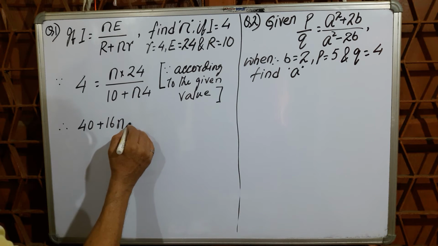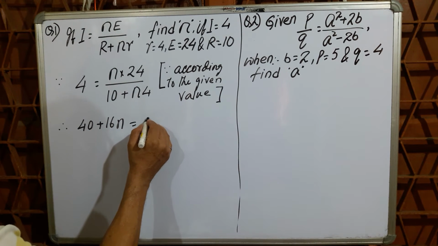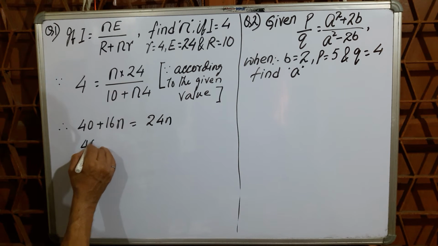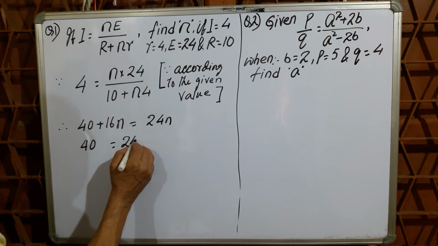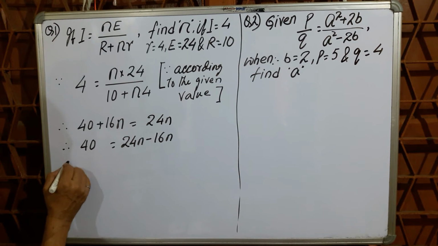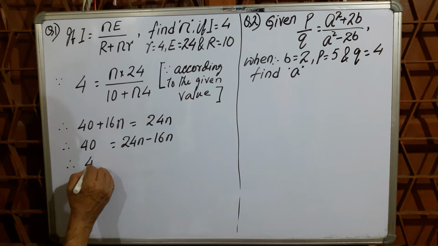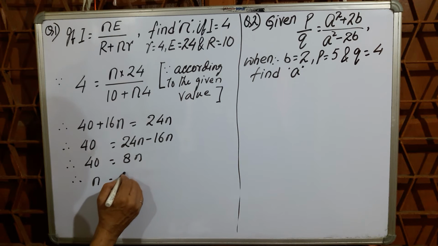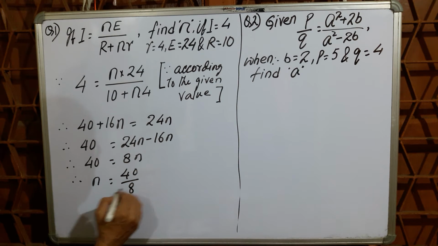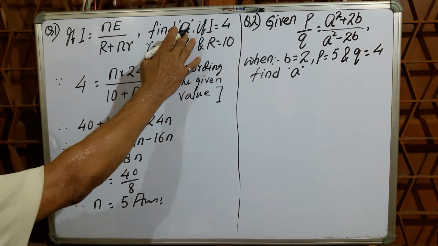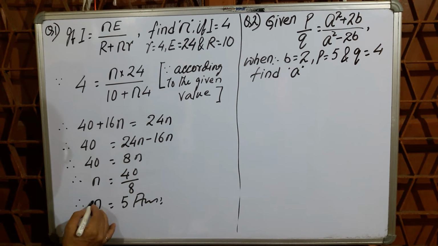Simply equal to 24n. Now you see 40 equal to 24n minus 16n. Therefore n equal to, or you can write in another line, 8n. Therefore n equal to 5, 40 by 8. Therefore n equal to 5. Simple. Question asked what is the value of n? You have found out the value of n equal to 5.